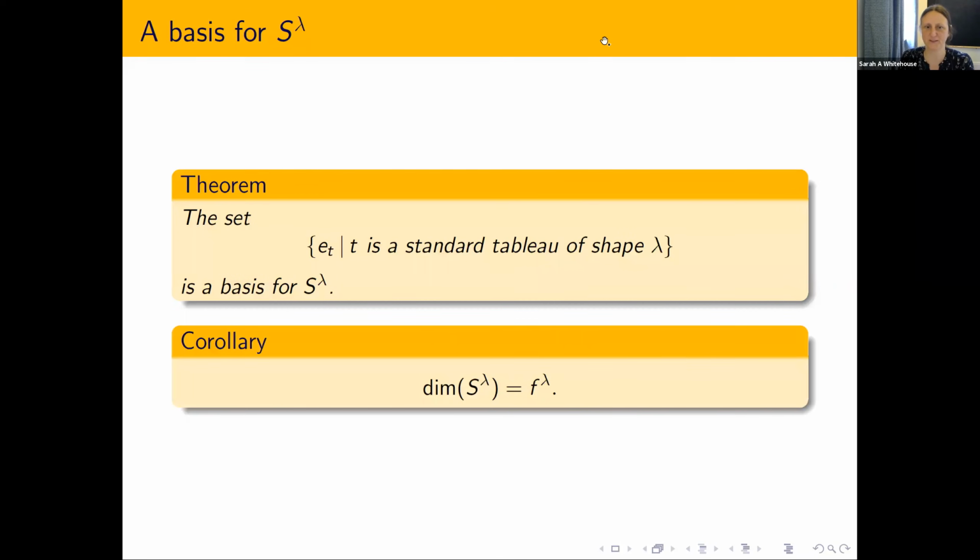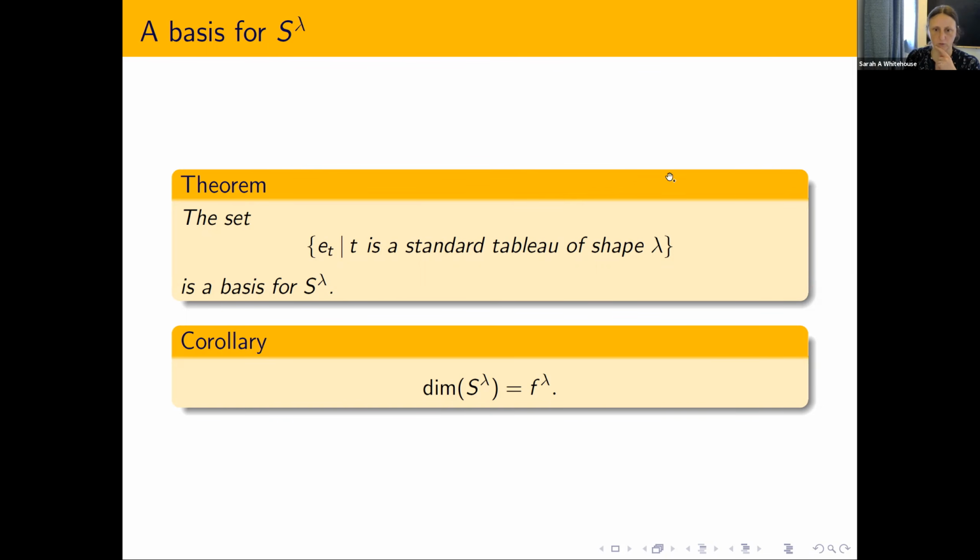Let me check the questions quickly. Yeah, so I think that's what I just said. Someone is saying, do you take the standard ones because those are independent? Yeah, exactly. If you take all of them, you'll have lots of linear dependence conditions among them, typically. And the standard condition is guaranteeing linear independence and therefore giving you a basis. That's right.